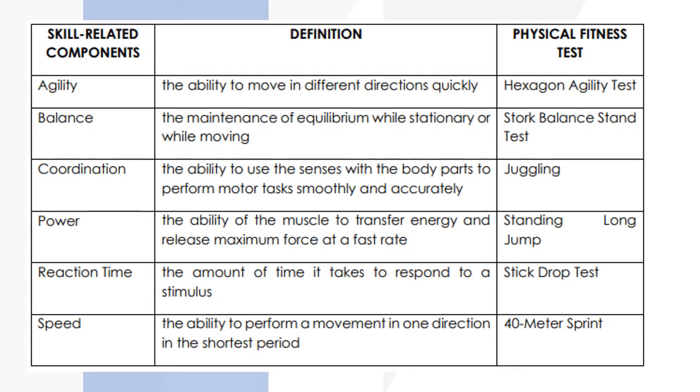Coordination, the ability to use the senses with the body parts to perform motor tasks smoothly and accurately, is tested by juggling. Power, the ability of the muscles to transfer energy and release maximum force at a fast rate, can be measured by standing long jump.